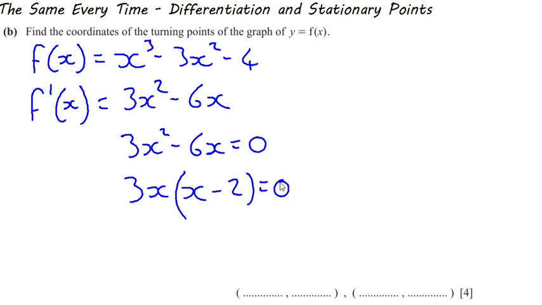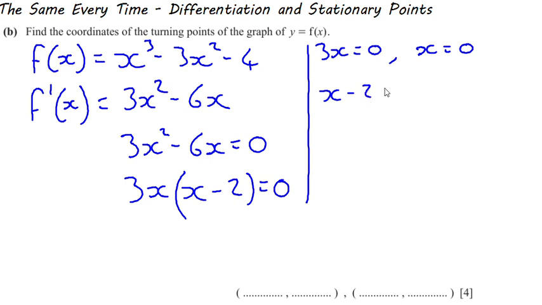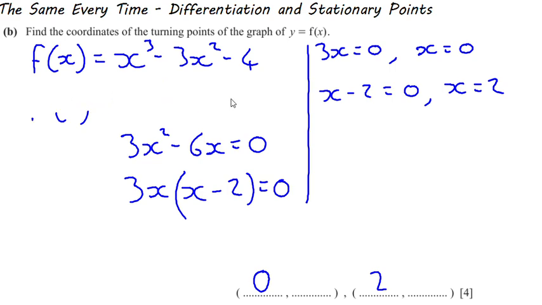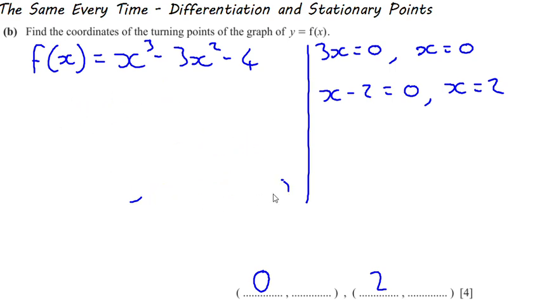So we have two possible solutions here. Either 3 times x equals 0, which gives us x equals 0, or the thing in the bracket equals 0, x minus 2 equals 0, which gives us x equals 2. So our two possible x coordinates are 0 and positive 2. They say in the question, find the coordinates of the turning points of the graph. So we've got the x coordinates and we now just need the y coordinates.